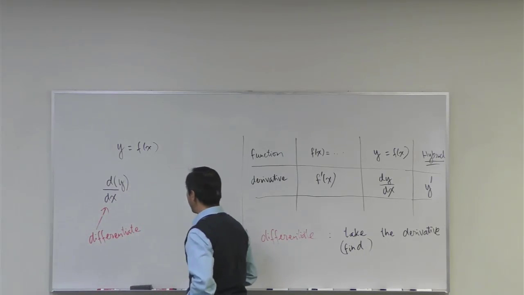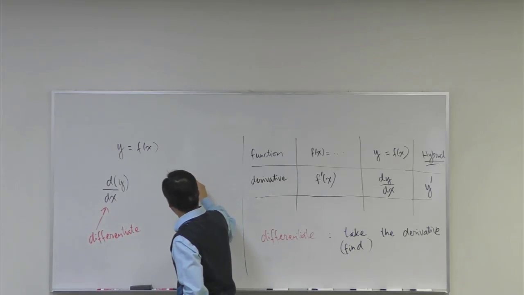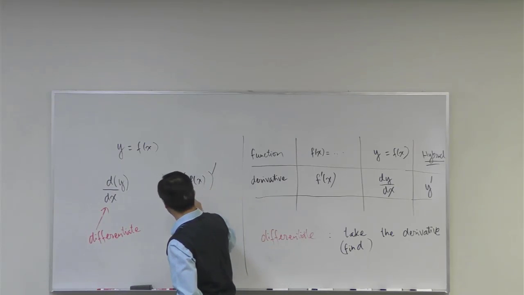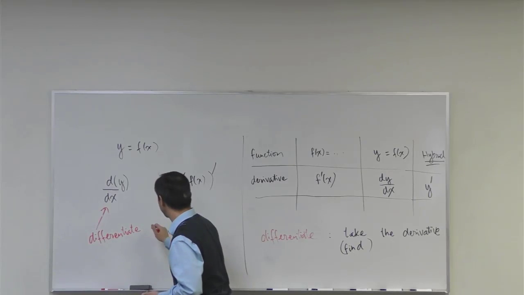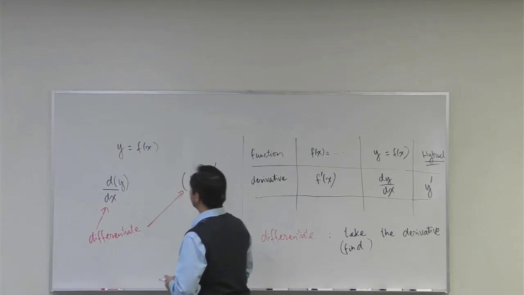And then alternatively, you see the prime right here. The prime on your function f means differentiating, we apply the prime to that as well. That's another symbol for us. So the prime symbol also means differentiate. Two different ways of using that.